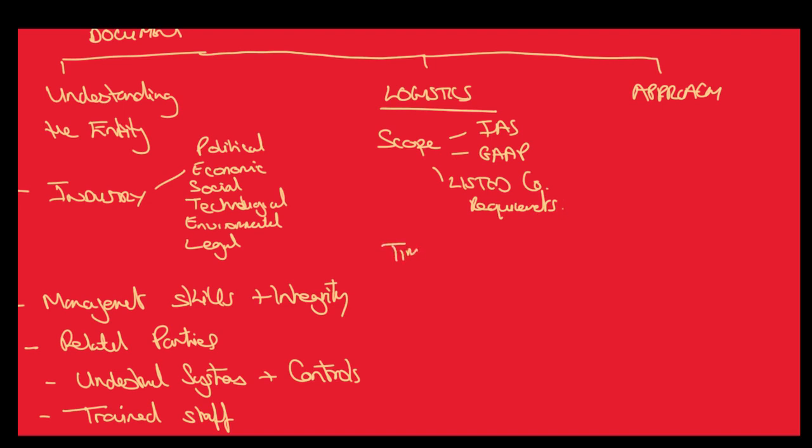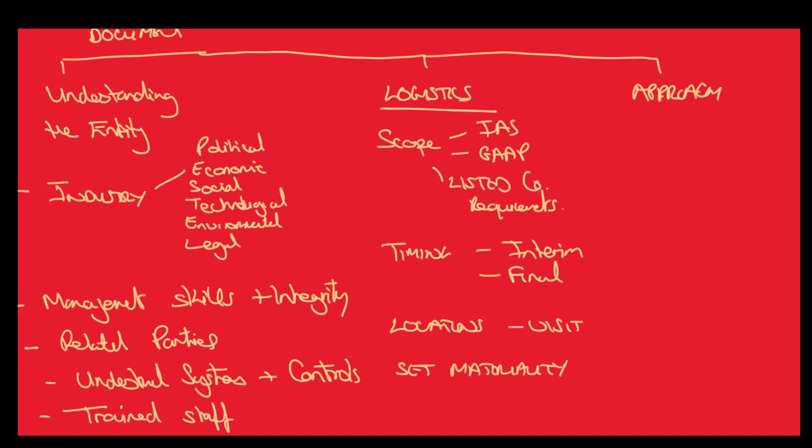Then we need to look at timing. We need to say, look, is there an interim audit that we need to do? Is there a final audit? What timetables have we got there? Linked to that is we need to know the locations at the planning stage. When are we going to visit those locations? Do we have the resources to visit those locations? Let's work out those resources, and let's also, as we said, this is vital, set materiality, and that will all be documented in this strategy document.